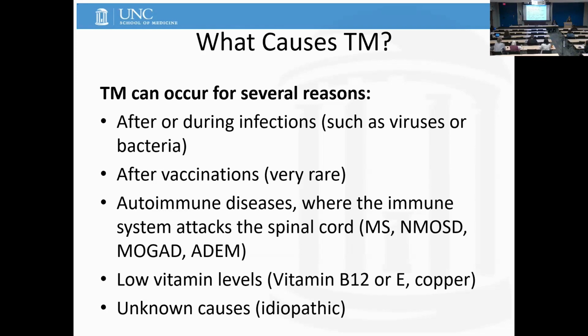And lastly, an entity called idiopathic transverse myelitis. When we've gone through all of the MRIs, the lumbar puncture, all of the blood tests, and we still cannot find a cause, it's thought to be about 30% of all TM cases where we never find a cause, and we call that idiopathic transverse myelitis.